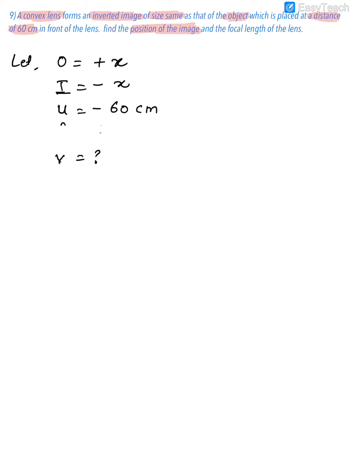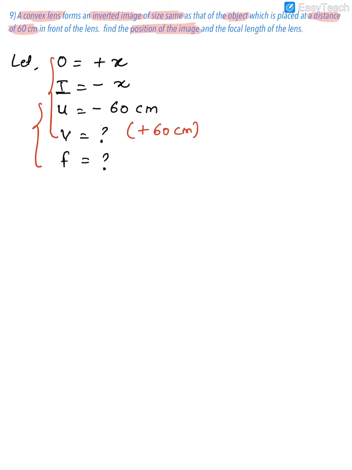Guys, see, I'll just repeat once again, I'll write it in a simpler order. V is equal to question mark and F is also question mark. So first you have to make use of I upon O equal to V by U. From this you will get V. And then use 1 by V minus 1 by U is equal to 1 by F. Okay. So you will get it. I am only telling you the answers now. The answer for the 9th one is 60 centimeter. Position of the image is plus 60 centimeter.